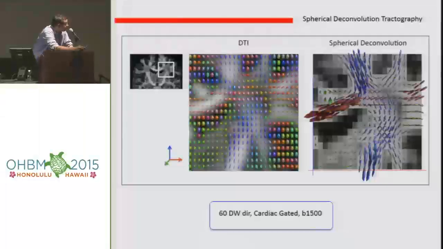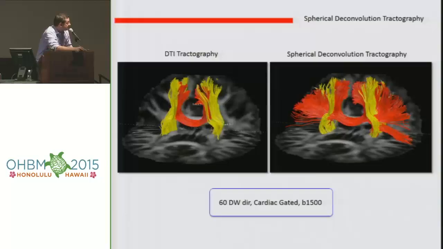Okay, so just to summarize this part, this is what we have with DTI. You can see this kind of smarty field, this candy factory from Alex Lima industry. And then here on the right, we can see what we can do now with spherical deconvolution. As you see here, this is 60 directions, cardiac gated, and b-value 1500. This is essentially a DTI acquisition, a slightly improved one, but not much different from standard DTI. And we can do a lot better just using spherical deconvolution. And it's not only for this, because immediately this is the tractography you can get.